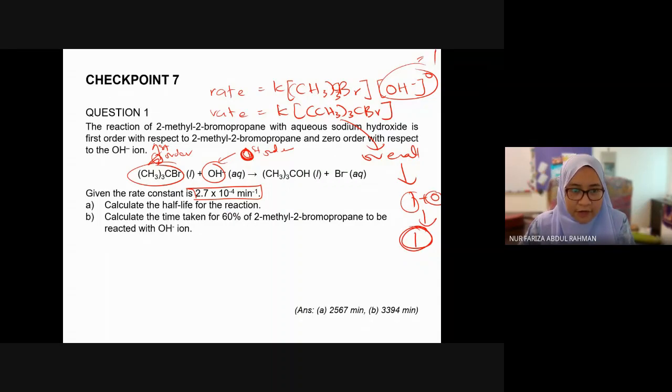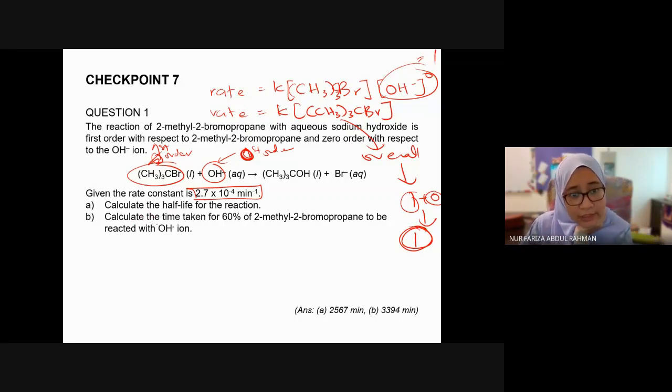Calculate the half-life for the reaction. Okay, this is like what we had calculated just now, exactly the same using the same formula. So you can simply calculate the half-life for the reaction. Okay, just put it into the formula.